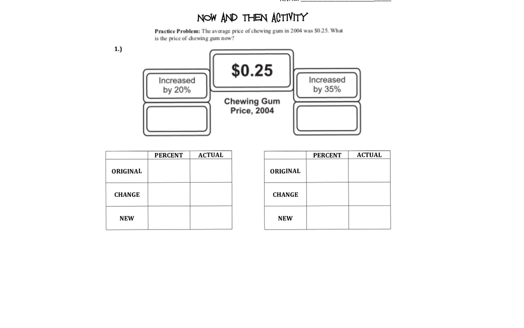All right, guys, so today we're going to take a look at what's called the now and then activity, where we're going to start exploring percent of change. We're going to look at situations where things are increasing or decreasing, and we're going to talk about how much they increase or decrease using a percent. We do this because it can give a more accurate picture of how much something is changing.